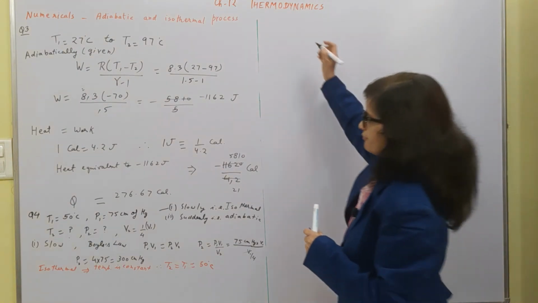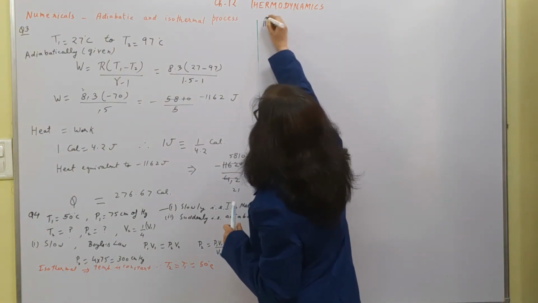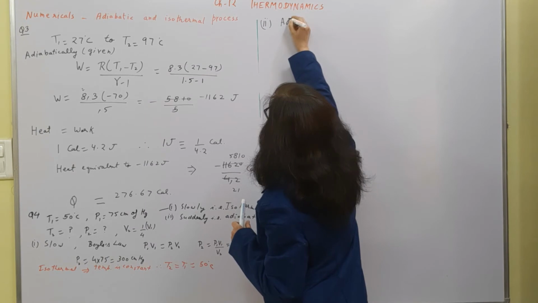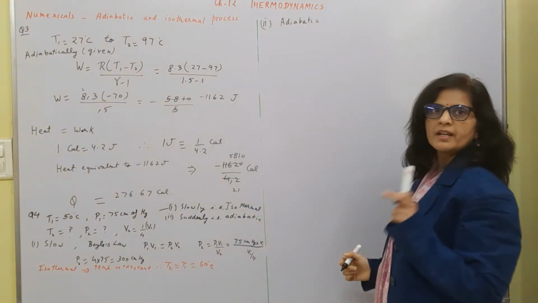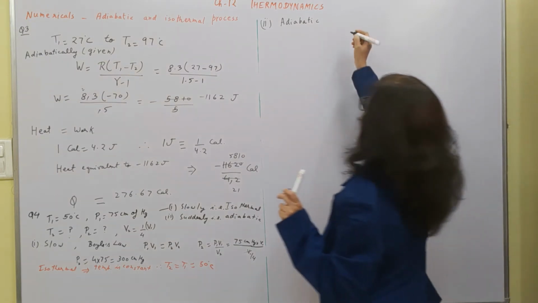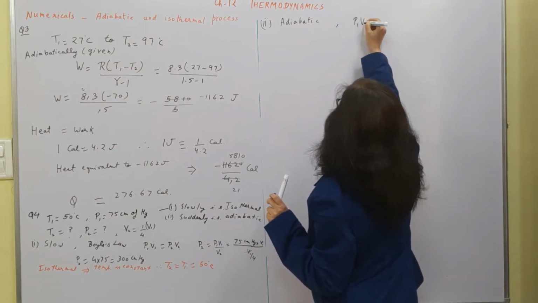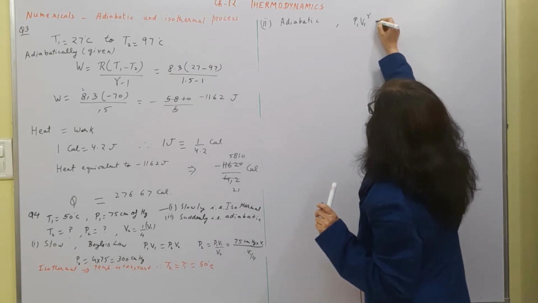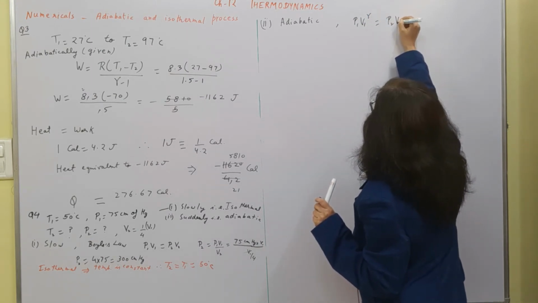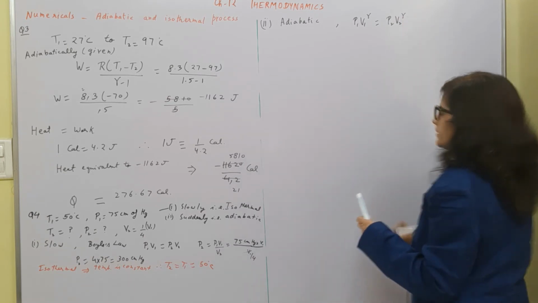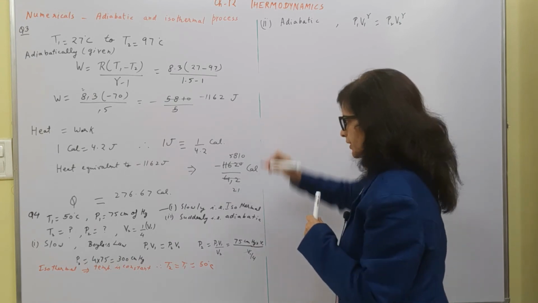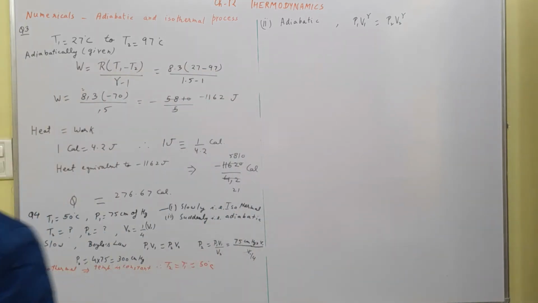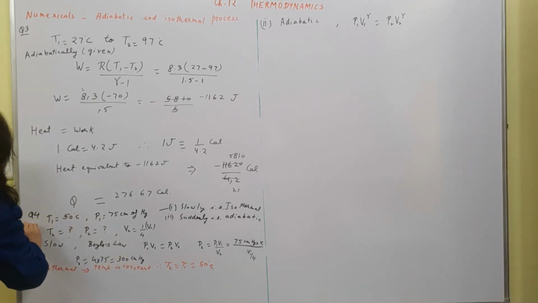Second they are saying is a fast process or sudden process. So you can say this is an adiabatic process. So for an adiabatic process, which rule is followed? We know that Poisson's law is followed. So P1 V1 to the power gamma is equal to P2 V2 to the power gamma. Gamma is given 1.5, I think. Yeah, it's given.